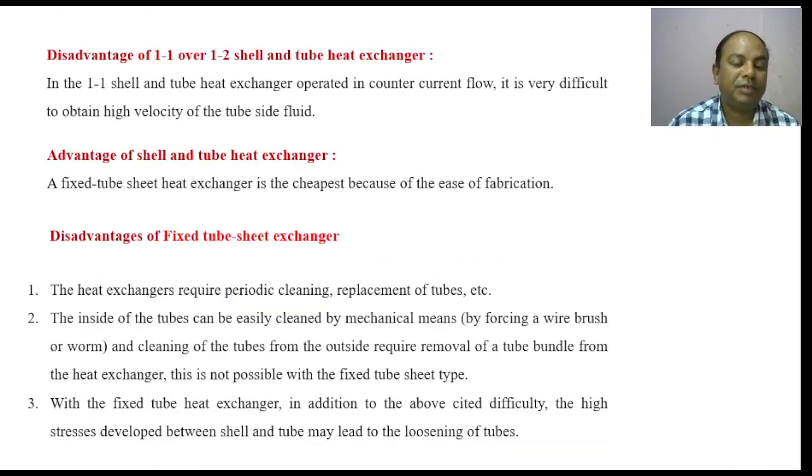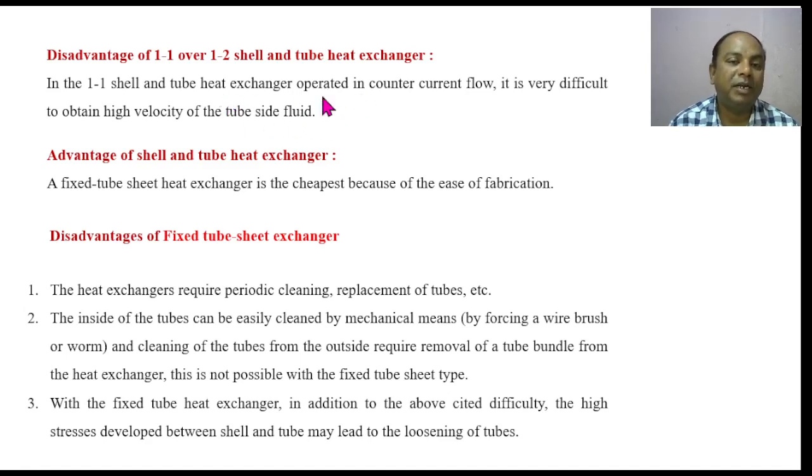Now, so far we have discussed the fixed tube heat exchanger. This fixed tube heat exchanger has certain disadvantages. When you talk about a 1-2 shell and tube heat exchanger, in a 1-1 shell and tube heat exchanger operated in counter current flow, it is very difficult to obtain high velocity on the tube side, because it is not connected with any pumps.